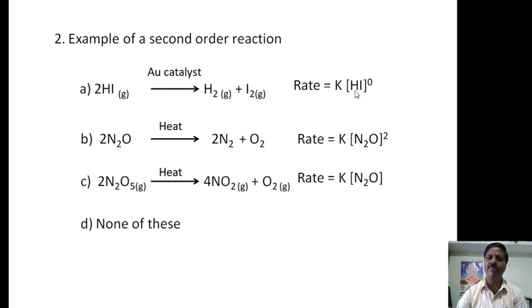Here, the sum of the concentration term powers is 0, therefore it should be a zero order reaction. But here the sum of the powers in the experimental rate equation is 2, therefore this example is the second order reaction. Here it is only 1, therefore it is an example of a first order reaction. And therefore B is the option for the second order reaction.